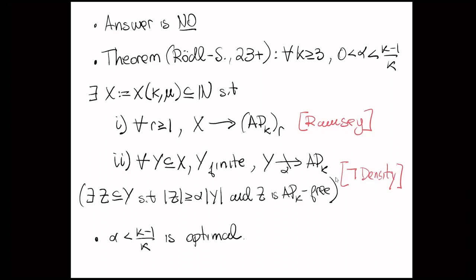And this alpha is optimal. Because whenever you have something that is Ramsey, it means that your X has an arithmetic progression. So I could take this Y as the arithmetic progression, so Y will have size k. If I take Y as AP_k, and take a proportion bigger than (k-1)/k, I'm taking the entire set, so I cannot avoid the AP_k. So the best alpha that you can hope for is (k-1)/k for this type of statement.